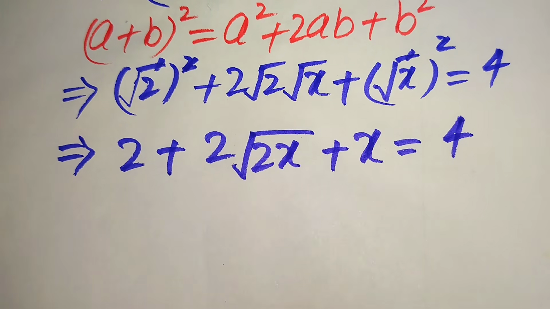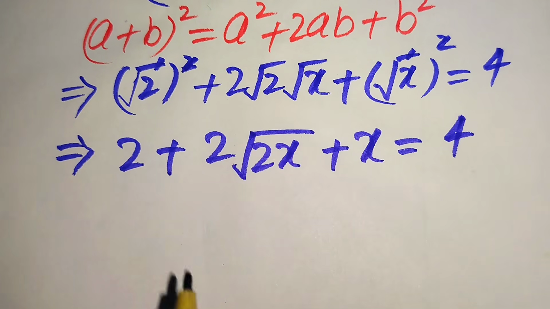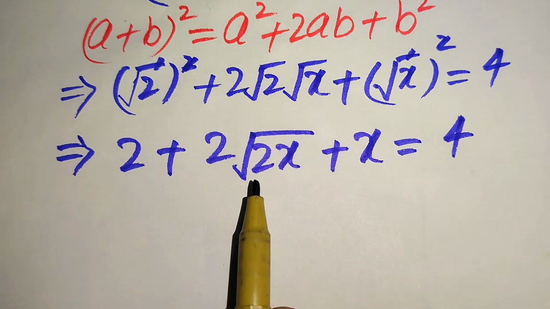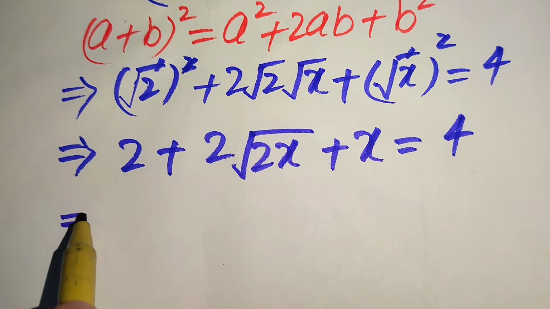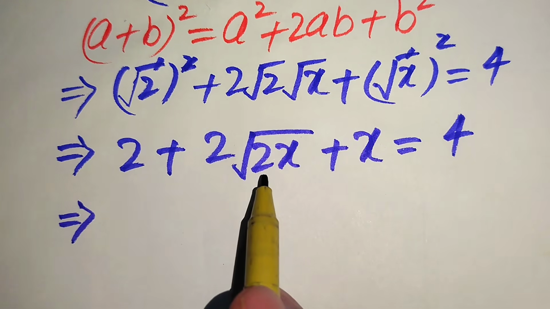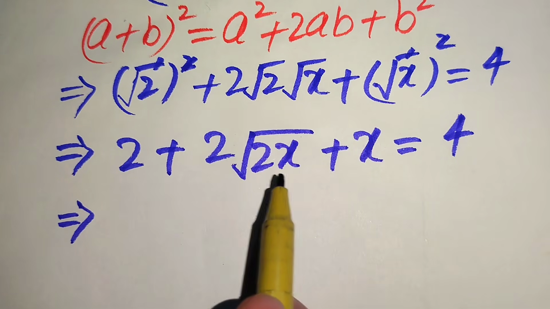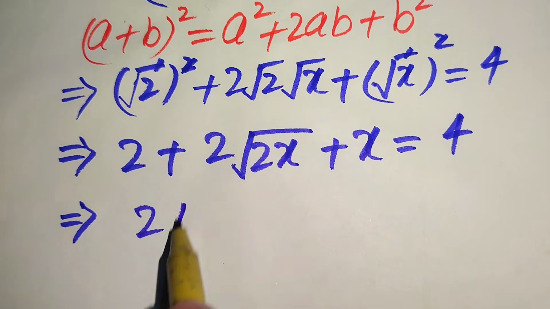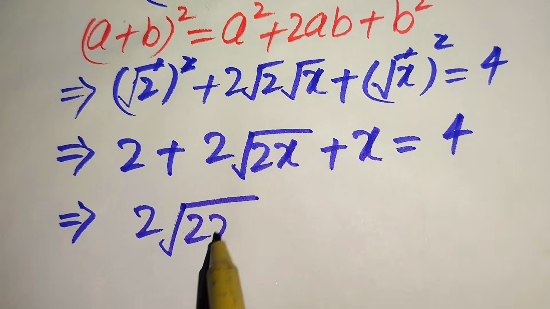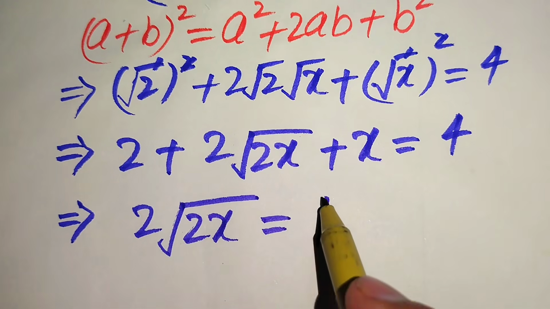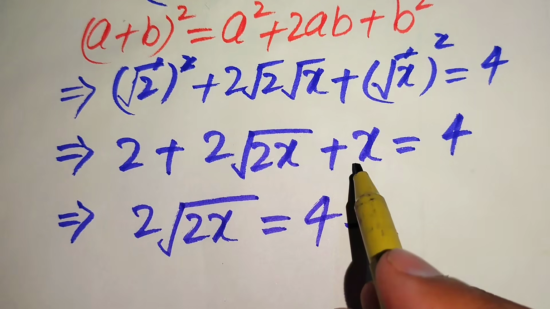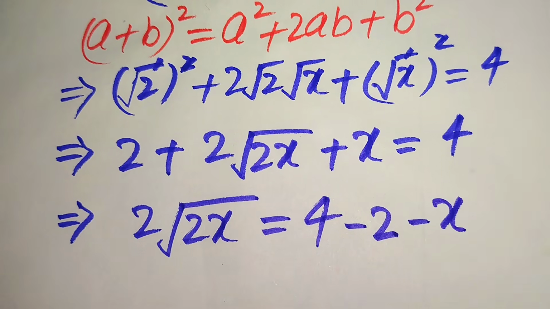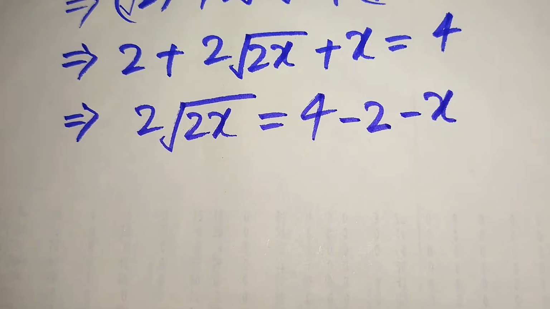Because our target is to remove the square root sign, and you see that here we have just one term which has the square root sign, we move all the other terms to the right hand side and separate this term. So we get 2 times square root of 2x equals to 4. This positive 2 becomes negative 2, this positive x becomes negative x.